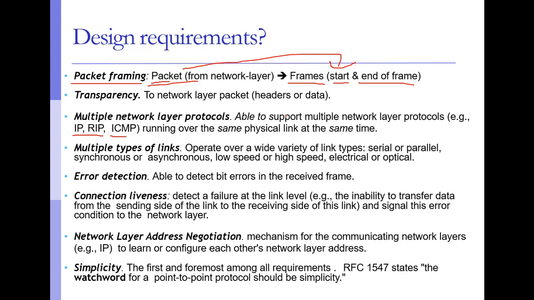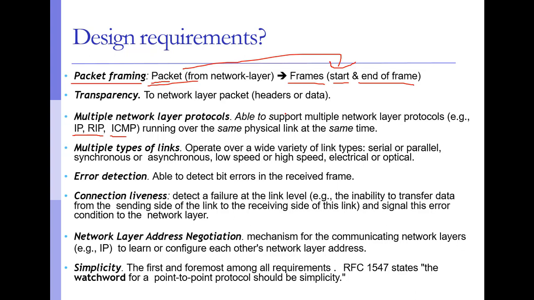Your configuration should be able to detect bit errors in the received frame. The next one is connection liveness. Your connection should be able to detect a failure at the link level. For example, if you are transferring some data, and in between the transmission some link failure occurs, this PPP connection should be able to observe and detect that, and inform you so that you can recover that packet, or you can change the link as well.